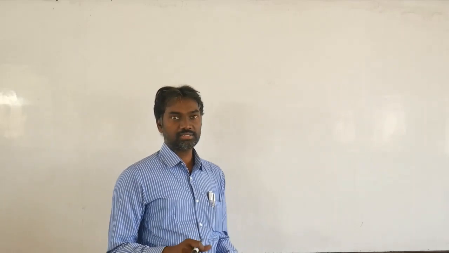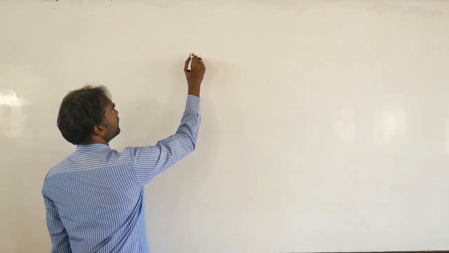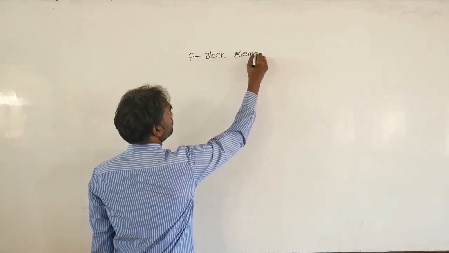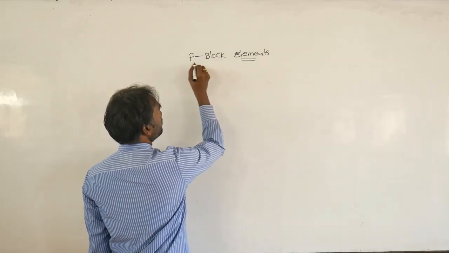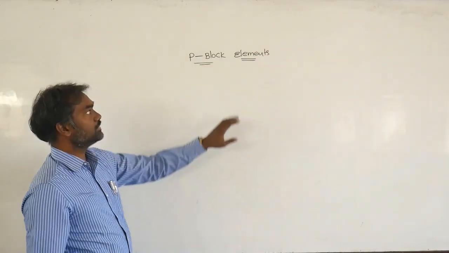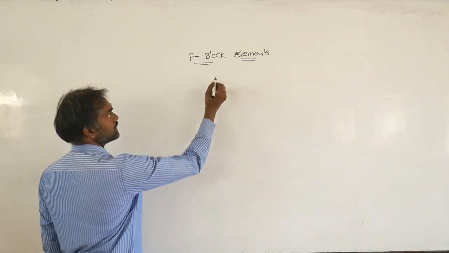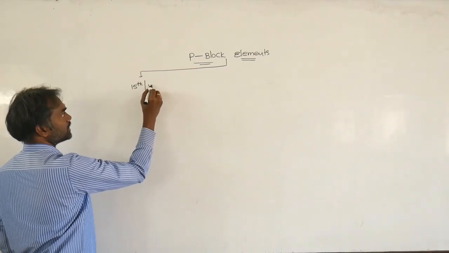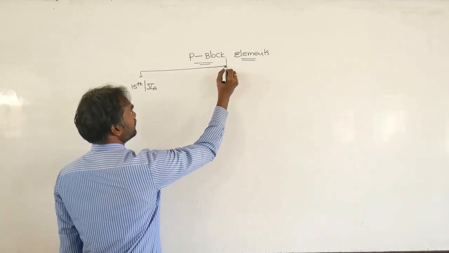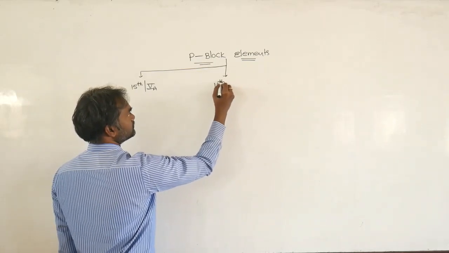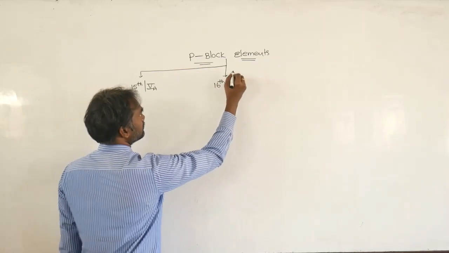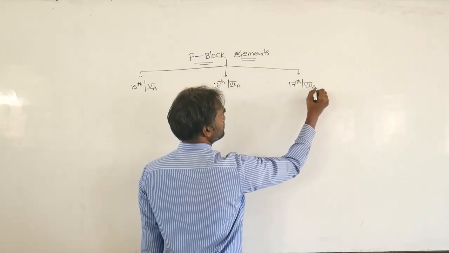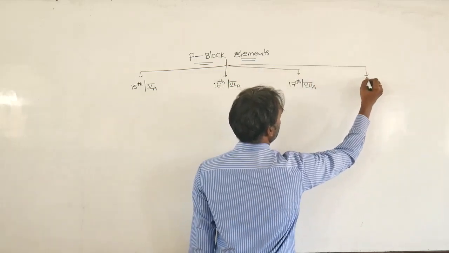In the last class we completed the complex compound chapter. Now we are discussing a new chapter, that is the p-block elements. In this p-block elements chapter, we have 4 groups. The 15th group, otherwise Roman numeral 5A. Next, the 16th group, otherwise 6A. Next, the 17th group, otherwise 7A. And the 18th group.